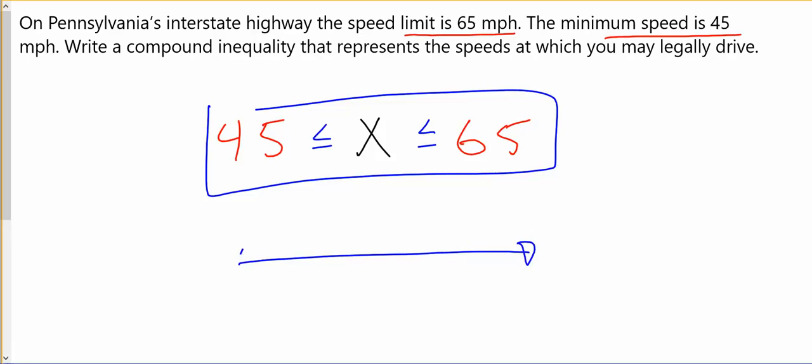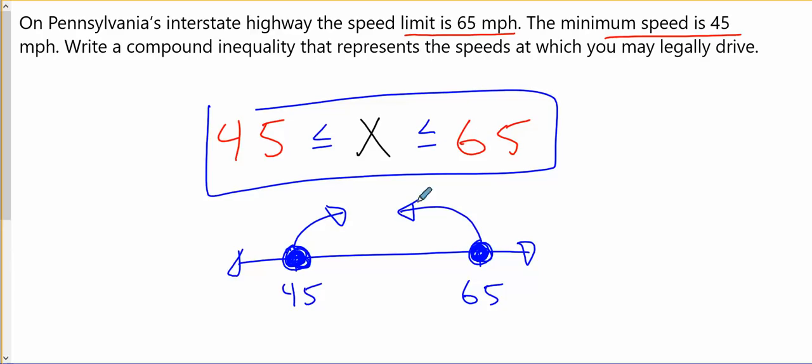We'd graph it. 45, 65. Right here we've got an equal sign, so we know we're going to have a solid circle, or a closed circle. We're greater than or equal to 45. Here we have an equal sign, so that's another closed circle, but we're less than or equal to 65. So what are our solutions? Everything in here from 45, including 45, all the way to 65.